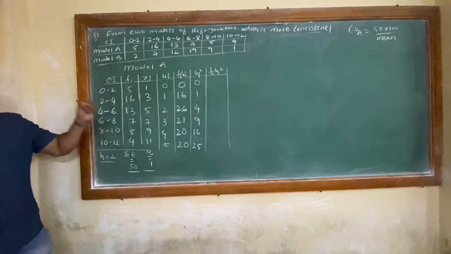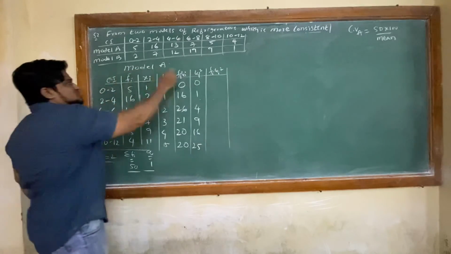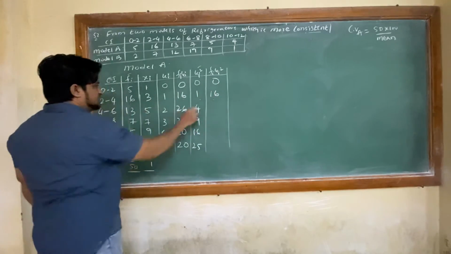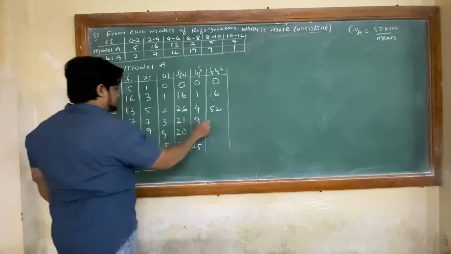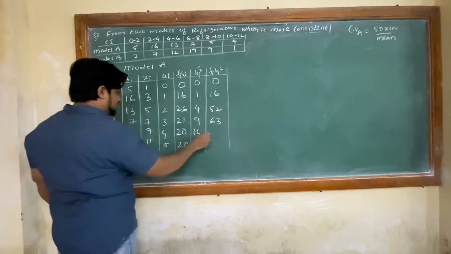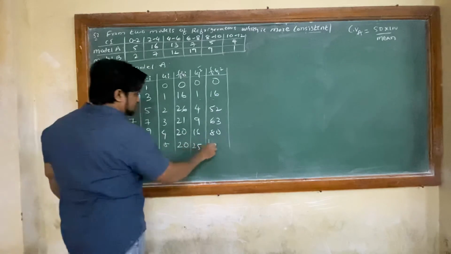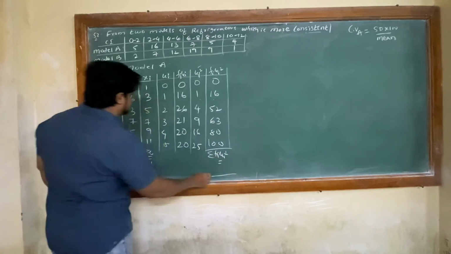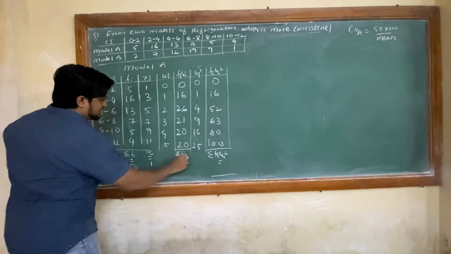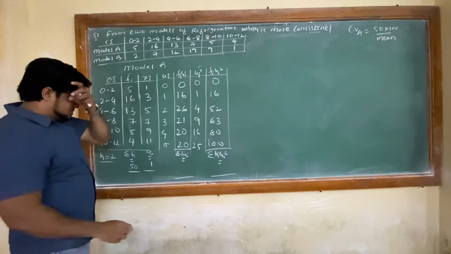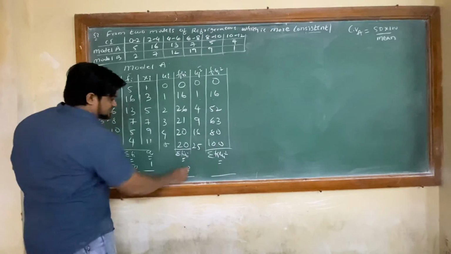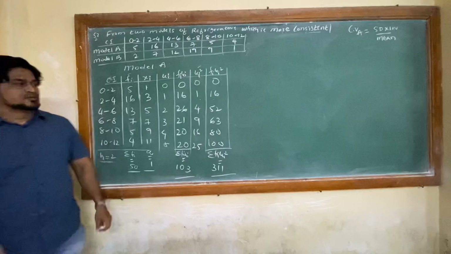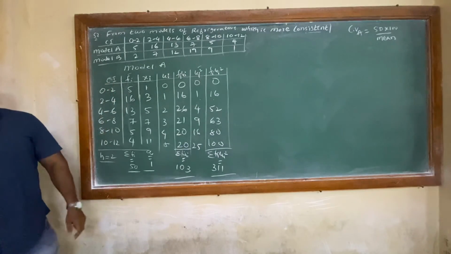Then Fi into Ui square. While doing that, we have to consider the column Fi and the column Ui square: 5 into 0, 16 into 1, 13 into 4, 7 into 9, 5 into 16, 4 into 25. Summation Fi Ui square is 311 and summation Fi Ui is 103. This is the table for model A.